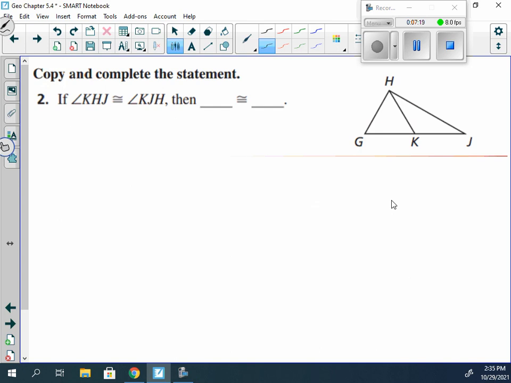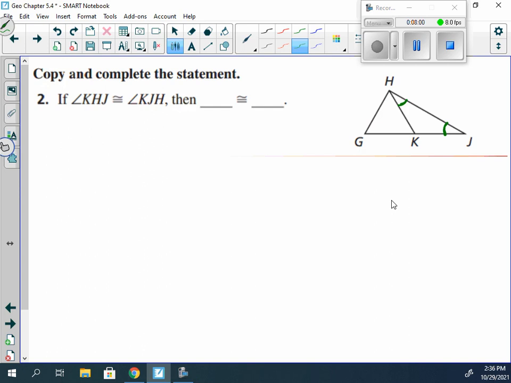Let's look at the next one. If angle 8 or KHJ is congruent to KJH, then what's congruent to what? So KHJ, so this angle here, is congruent to KJH, which would be this angle here. So what we're saying is that these 2 angles here are congruent to each other because we're just tracing the angle out.